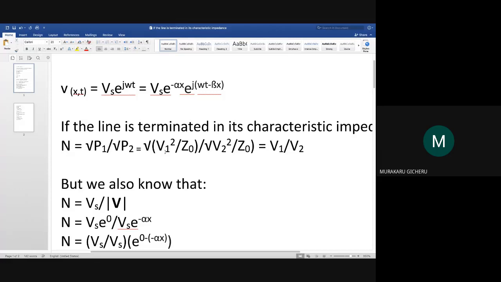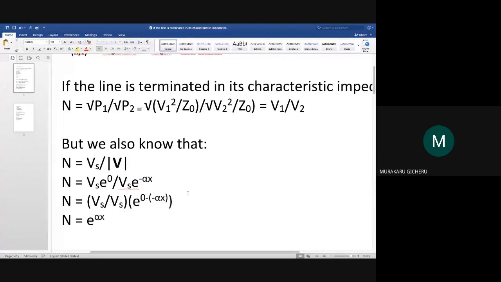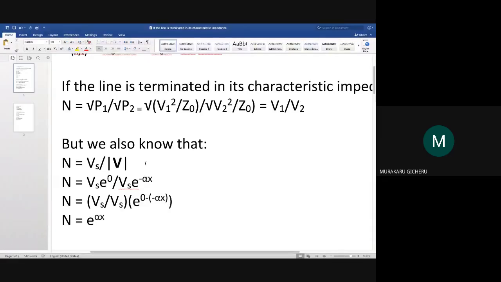which we know that power is equal to v squared over r. So it's equal to the root of v1 squared over the characteristic impedance z0 divided by the root of v2 squared over z0. The z0 will cancel, and the voltages will be rooted, so you'll get v1 over v2. But we also know that attenuation is equal to the voltage at the source divided by the magnitude on the line.